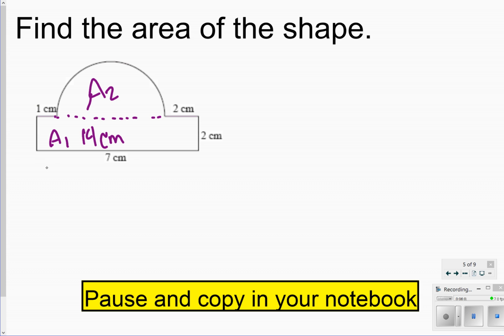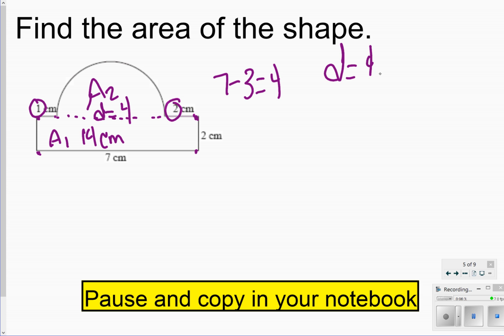If the whole thing from this edge to this edge is 7, then the same would be true if we went up on top of this rectangle. So that should be 7. But instead they gave us a 2 and they gave us a 1. So the diameter is going to be 7 minus the 2 plus 1, which is 3, so it's 4. So our diameter is now equal to 4, and therefore the radius is equal to 2.